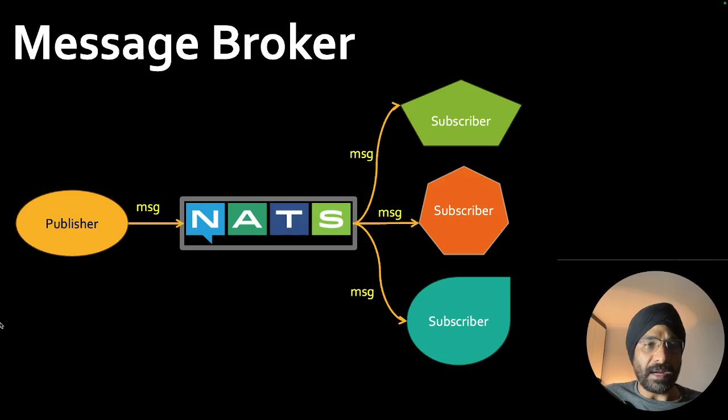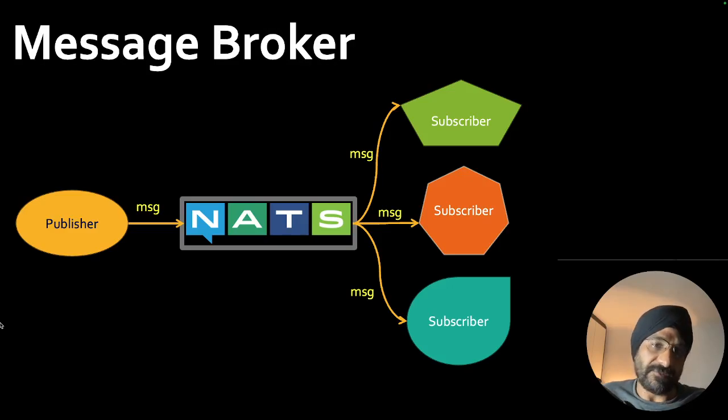I like to think of NATS as a message broker. It can be considered a message broker. It allows communication between different components of a distributed system by routing messages between publishers and subscribers. However, it distinguishes itself from traditional message brokers by its lightweight design, simplicity, and high performance, making it particularly well suited for cloud native and microservices architectures.